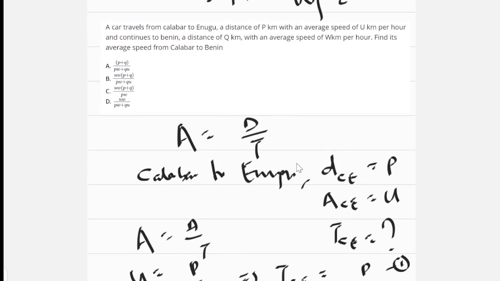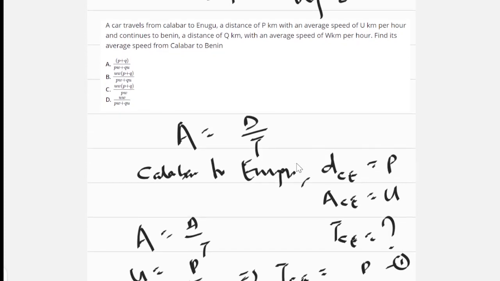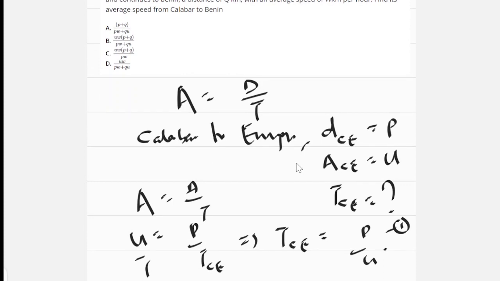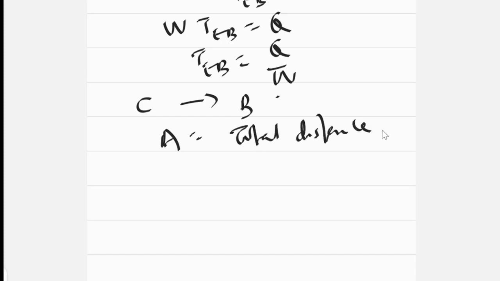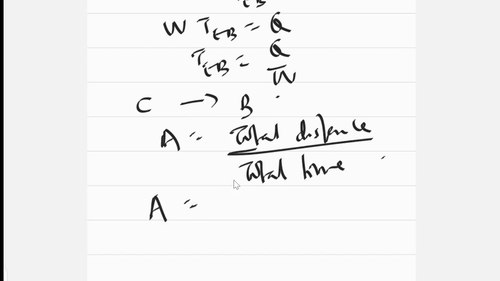Then the question asks us to find the average speed from Calabar to Benin. So from Calabar to Benin, don't forget the average speed will now be total distance divided by total time taken. And what is the total distance from Calabar to Benin?